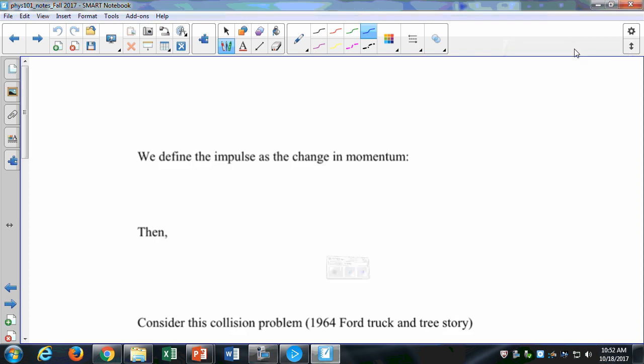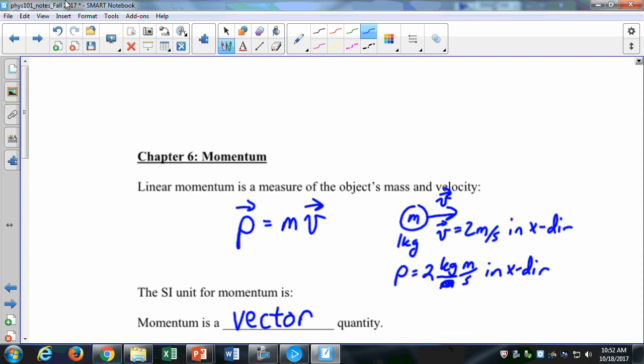All right. Let's see. So we're going to define what impulse is. Impulse, we'll use the capital letter I for impulse, is our change in momentum. Well, actually, let's go back a page. I'm sorry. Skip something at the bottom here.